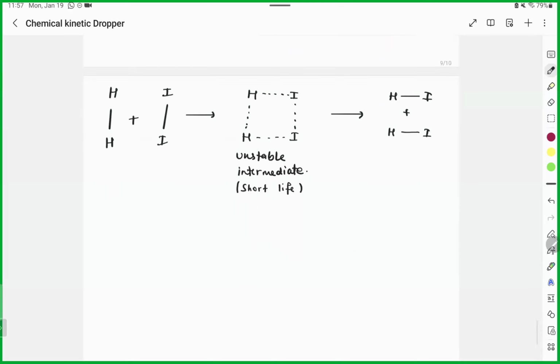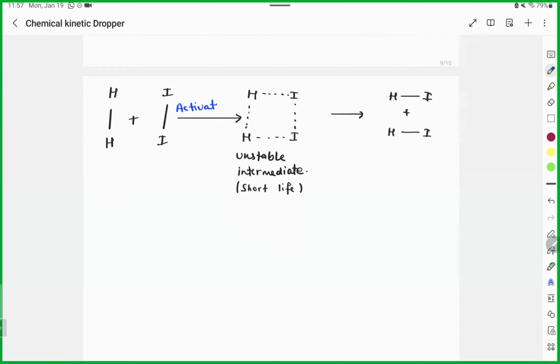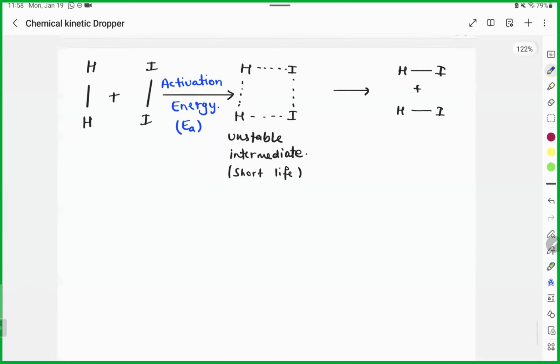How much energy is required to form this intermediate complex? The amount of energy required to form this unstable intermediate is known as activation energy. Okay, so activation energy is the energy which is required to form the unstable intermediate, or an intermediate in general. Got it? The same thing can be explained in the form of a graph.